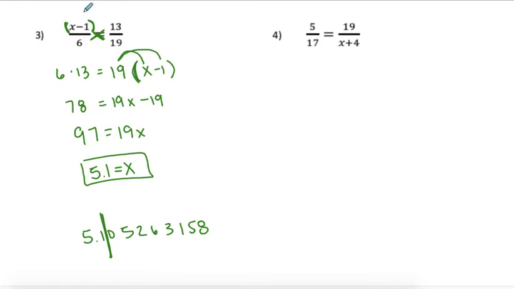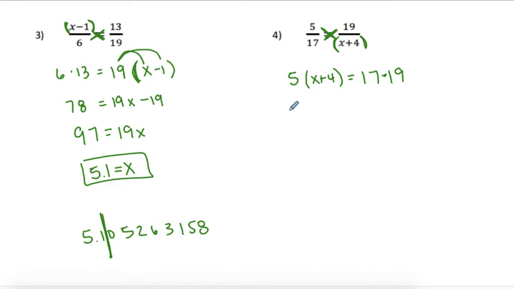I can still check this in my answers, but remember, be careful when we have an approximation. It's not going to be the exact same answer. On number 4, cross multiply, I get 5 parentheses x plus 4. That's a common mistake, is to forget it. And 17 times 19. Kind of looks like a heart.